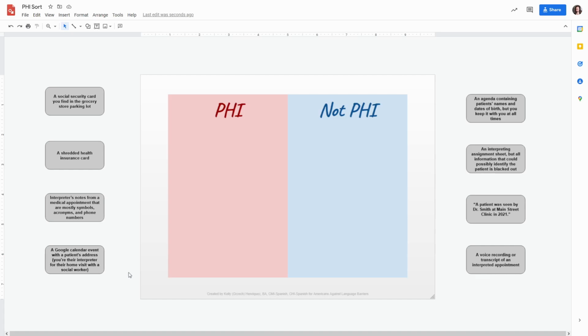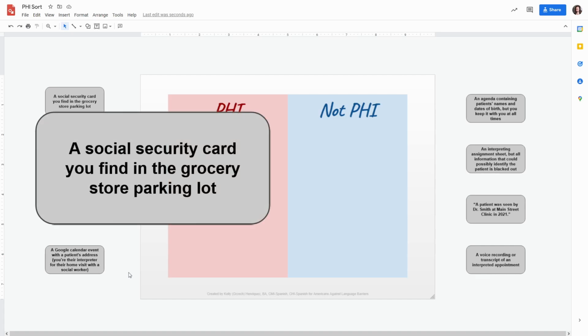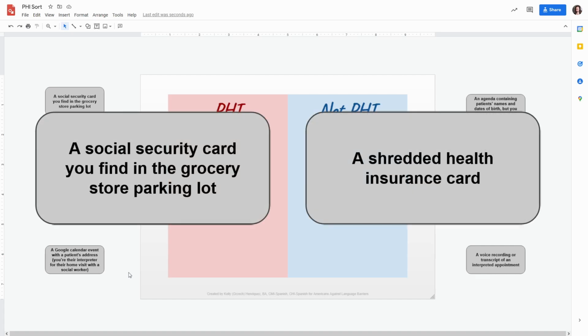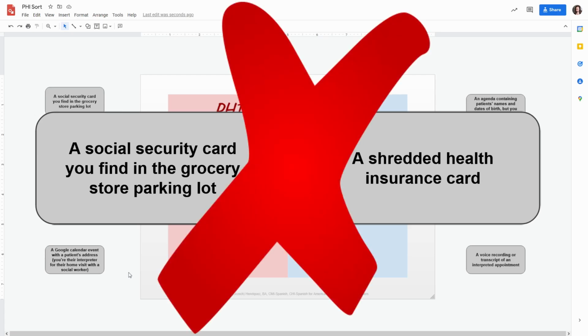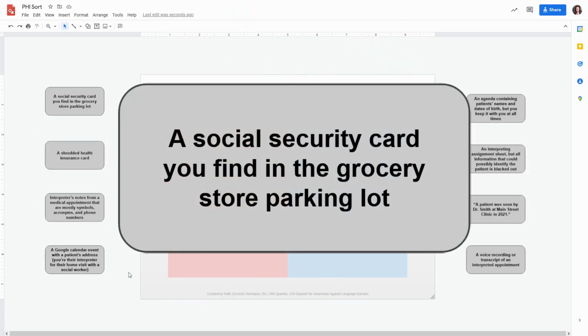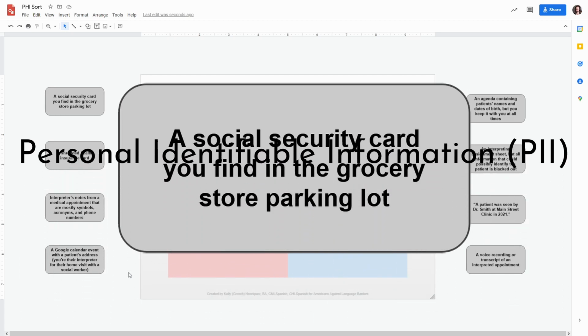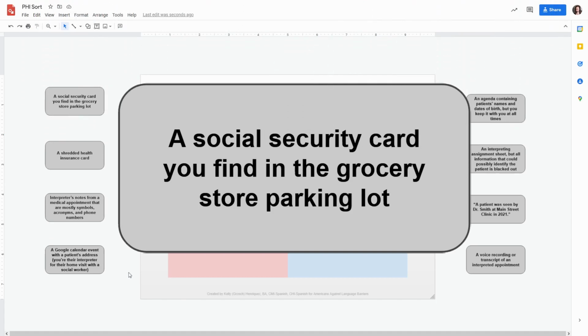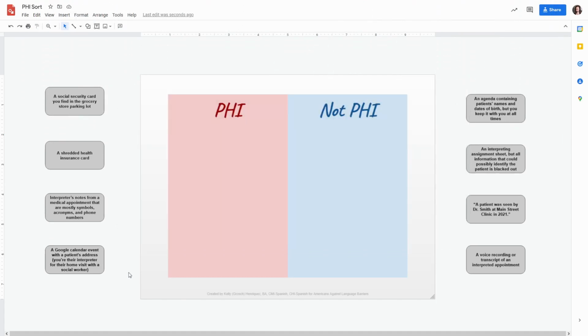But those first two that we have, a social security card you find in the grocery store parking lot and a shredded health insurance card, I would put that on not PHI. Social security card, obviously we need to keep it safe, right? It is classified under this type of information that's called PII, personal identifiable information, something that can identify an individual, but it's not attached to health information, therefore it's not PHI.